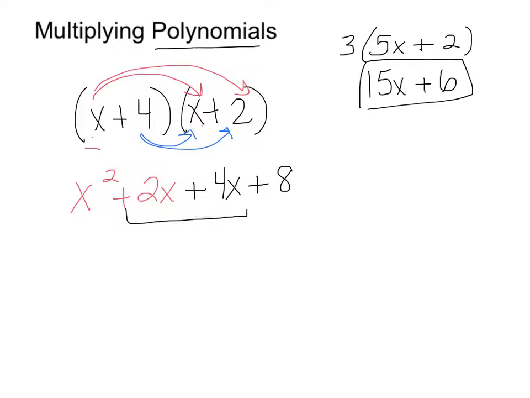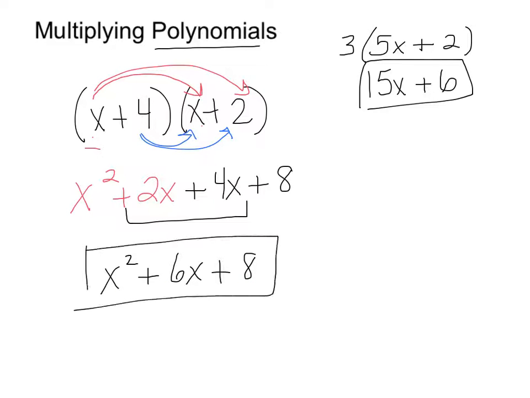I then add together the 2 like terms in the center, 2x plus 4x. That's going to give us x squared plus 6x plus 8. This is a trinomial, 1, 2, 3. Since none of these are like terms, this is my final simplified answer of x squared plus 6x plus 8. Let's do another example.